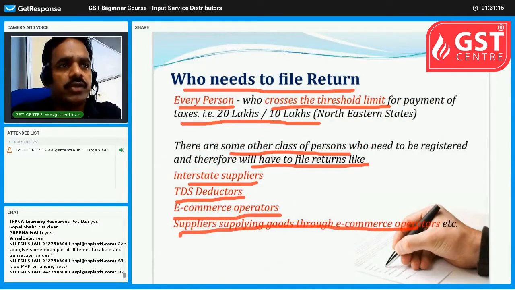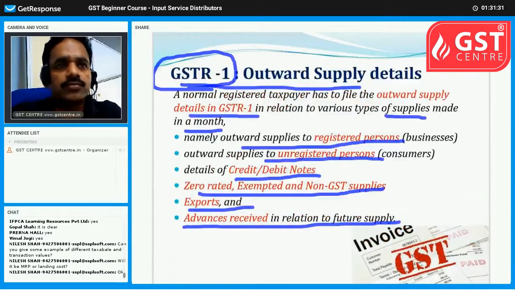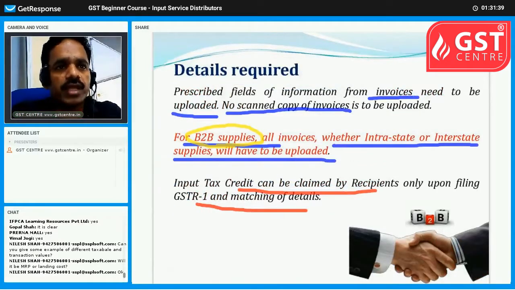Who has crossed the threshold limits regarding normal taxable persons, and for mandatory persons. So for mandatory persons, those who have to compulsorily register as per the GST Act, they have to file it mandatorily. Okay. Then GSTR 1 is a form where we upload outward supply details.